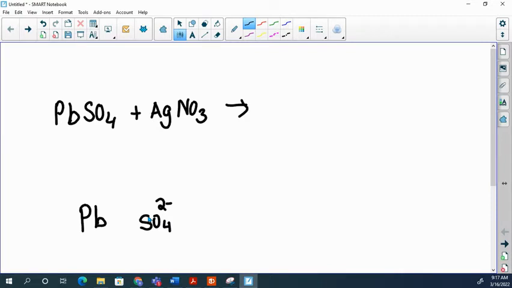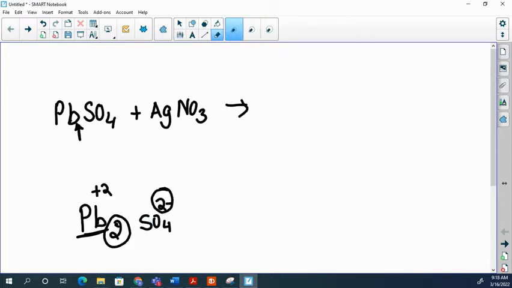According to the crisscross method of writing the formula, the charge on the second part of the compound becomes the subscript of the first part of the compound. So that means 2 negative must have been the subscript for Pb. However, we don't see that Pb has any subscript right here. So the reason is that the charge on Pb must have been +2.